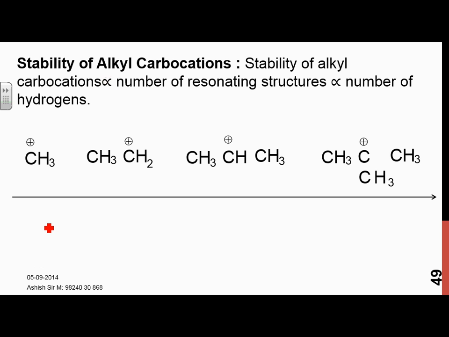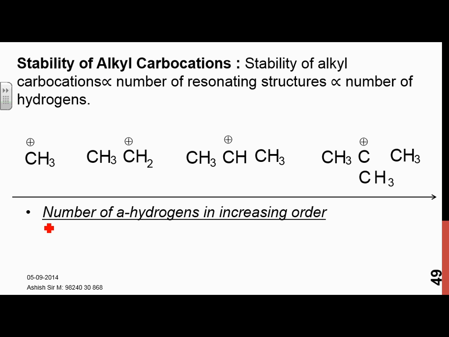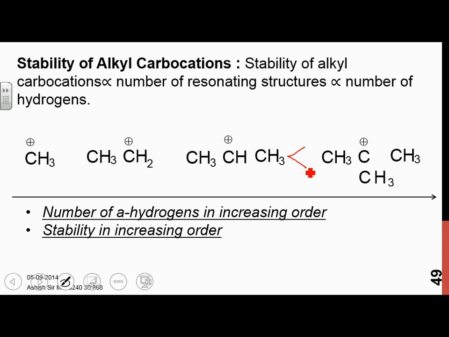Okay, so in that case, number of alpha hydrogens are in increasing order, so stability is in increasing order. Remember, this is a very important point. Tertiary carbocation is more stable than the secondary, and secondary is more stable than the primary, and primary is more stable than methyl. Remember this sequence. Is that understood? Any doubt over here? Correct?